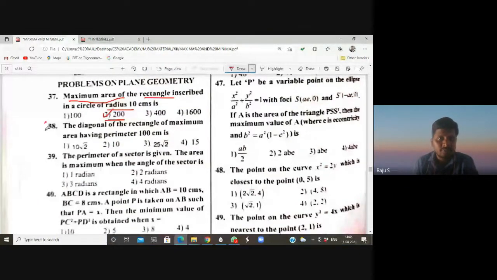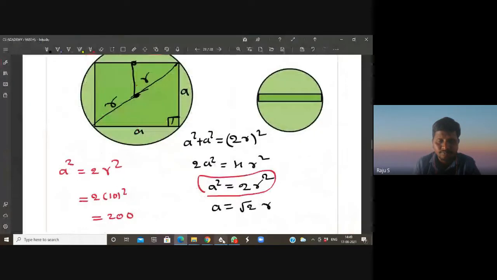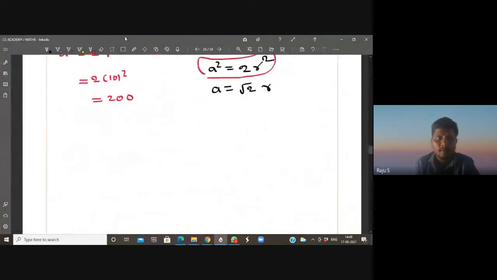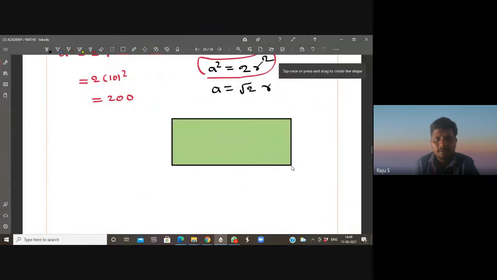Next: the diagonal of the rectangle of maximum area having a perimeter of 100 centimeters. The diagonal of the rectangle of maximum area, they have given the perimeter as 100 centimeters. Then students, it is easy, I'll explain here. What is the diagonal they have given? Diagonal. Otherwise, this is the diagonal.